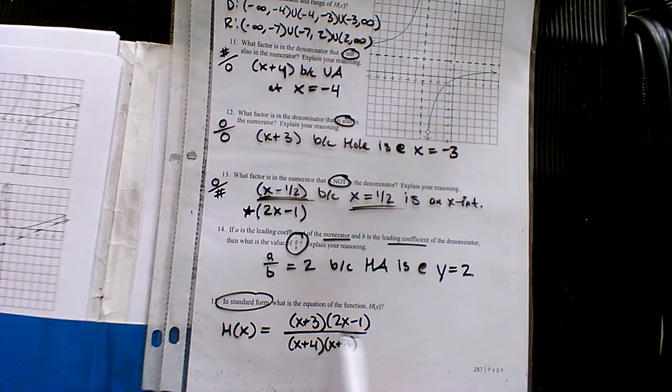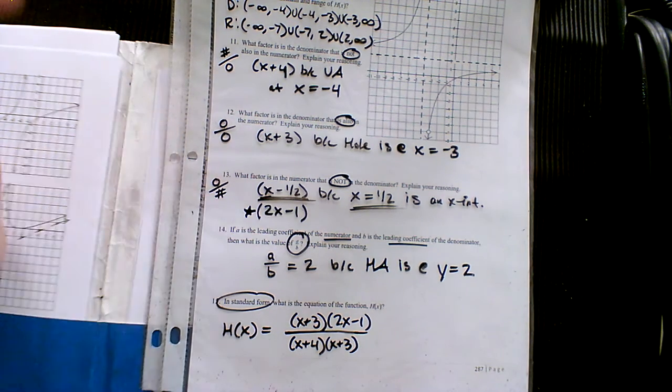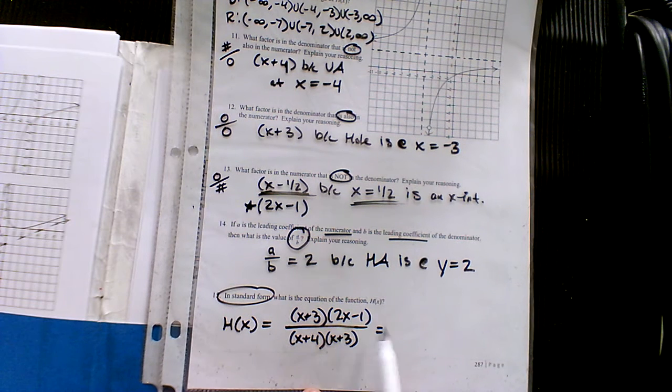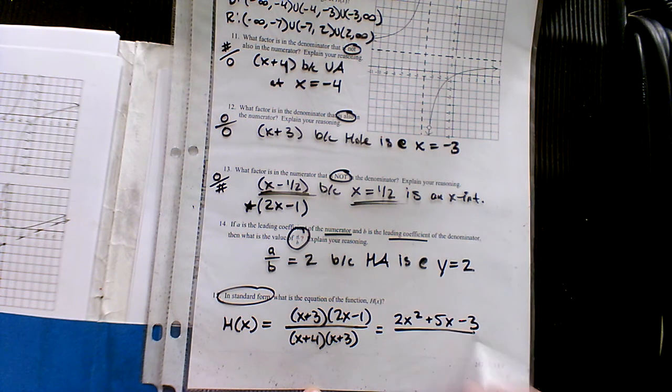Now remember, this was an educated guess for the factor. Okay, let's expand it and see if it actually checks out. If it doesn't, we may have to change this factor. All right, if we go through FOIL, we'll get 2x squared minus x plus 6. So that'd be 5x minus 3 all over x squared plus 7x plus 12.